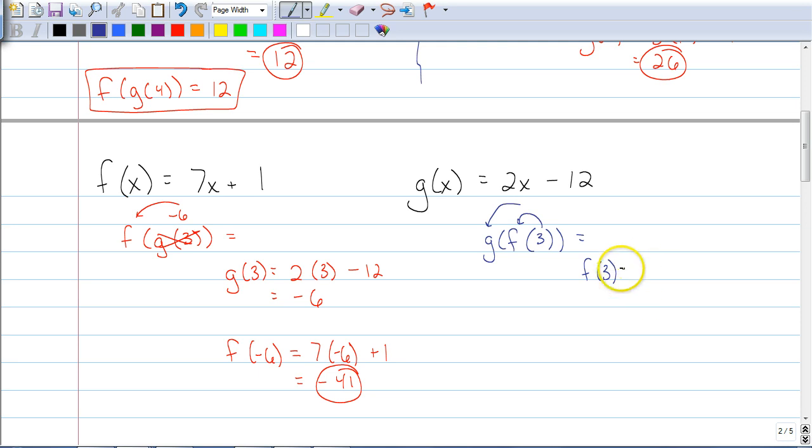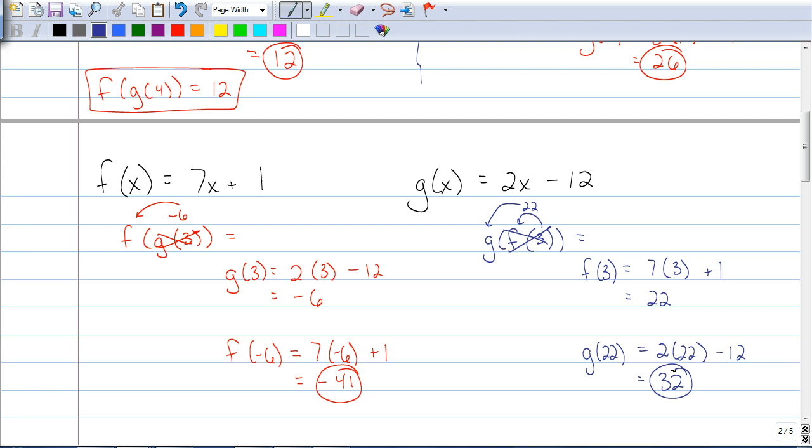Okay, so let's see what you did here. So we should have put 3 inside of function f. So this time it's going to be 7 times 3 plus 1, which gives you 22. Now you're going to take that answer and put it inside of function g. So it's going to be 2 times 22 minus 12, which gives you 32.